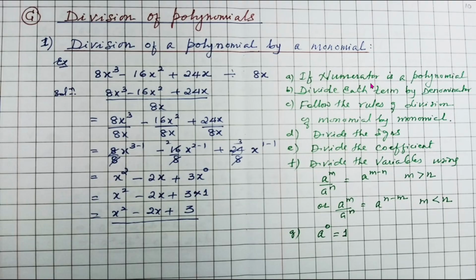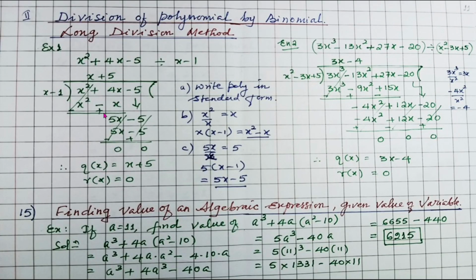So first of all, if the numerator is a polynomial, divide each term by the denominator. Follow the rules of division of monomial by monomial. Divide the signs, divide the coefficients, divide the variables using the relation a raised to m divided by a raised to n is a raised to m minus n, and a raised to 0 is equal to 1, and so on. So that is the division of a polynomial by a monomial.